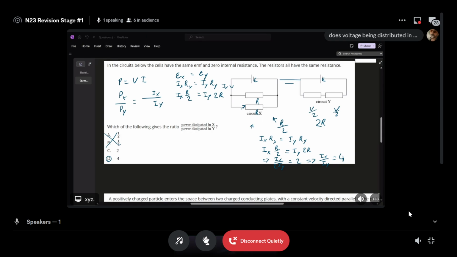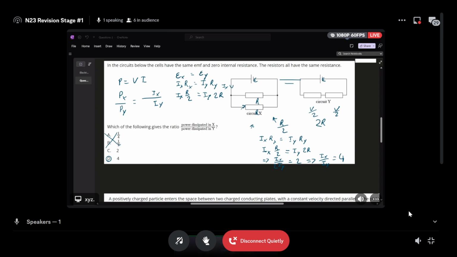Let me see that ping. Is voltage being distributed in parallel being same and different in series? Sorry, I don't understand. Oh, as to why the current in X is larger?